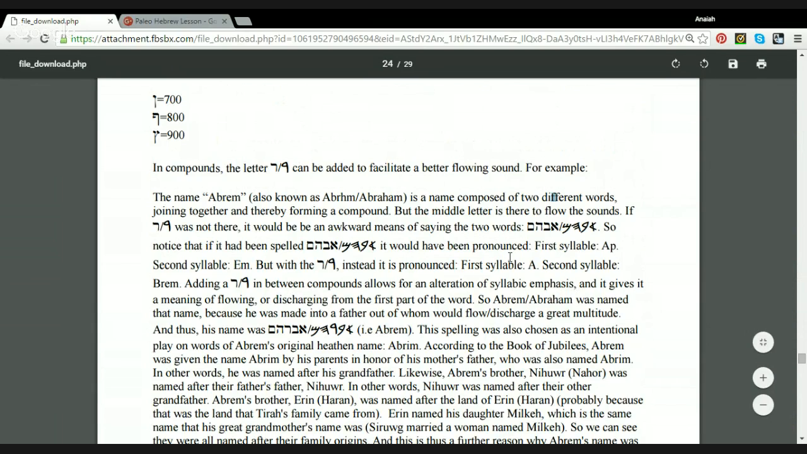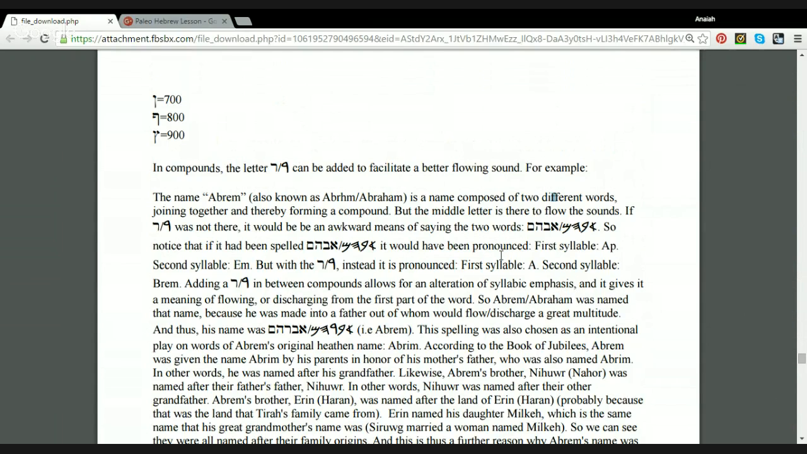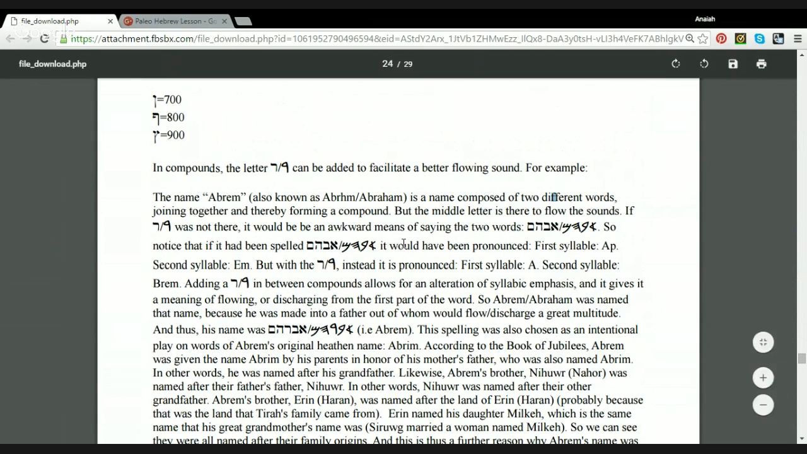That sounds strange, doesn't it? First syllable ap, second syllable m. But with the R there, the resh, instead it's pronounced the first syllable a, second syllable brem. Adding an R in between compounds allows for an alteration of syllable emphasis and gives a meaning of flowing or discharging from the first part of the word.